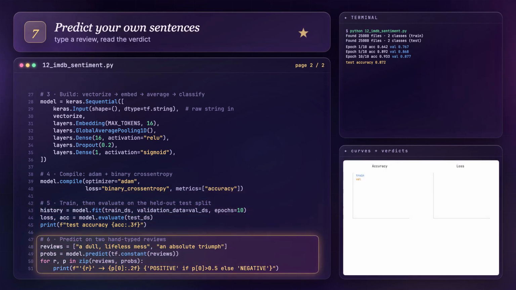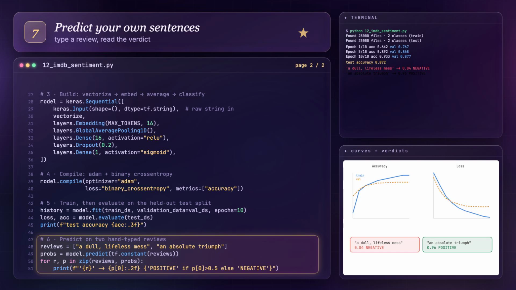Last, the fun part: 2 sentences I typed by hand, fed straight in as raw strings. Predict returns a probability each, and we print positive or negative with the score. And here's the closer: we built a working sentiment classifier, but it reads a review as a bag of words, order thrown away. Next episode, we give the model memory so it can read in order, left to right: RNNs, LSTMs, and GRUs.